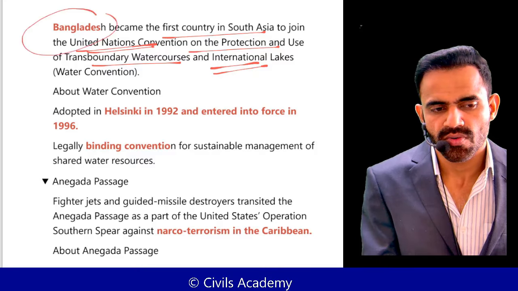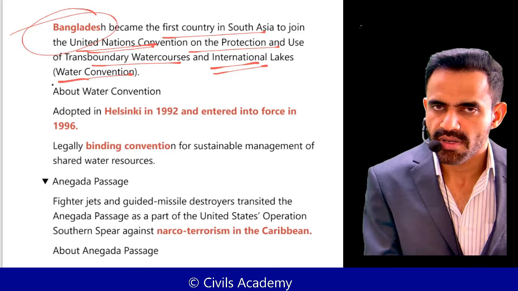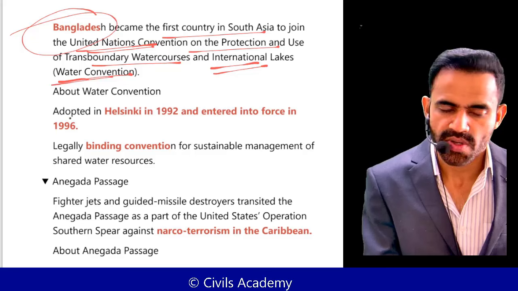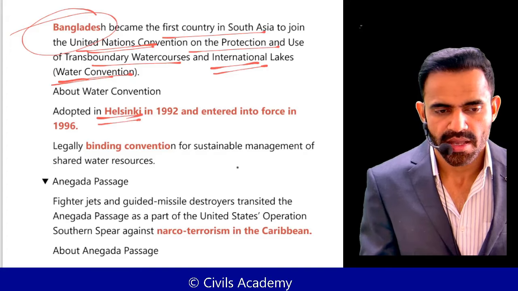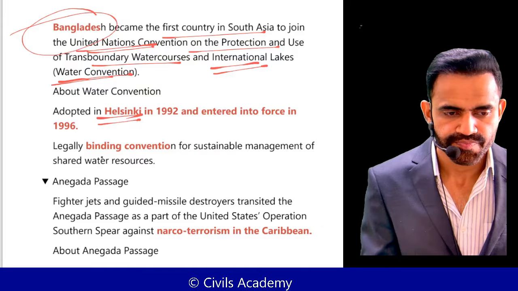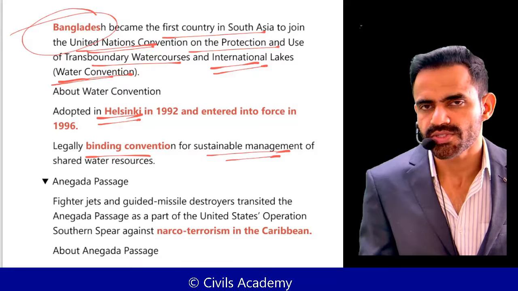So, the examiner can ask which country was the first one. The name of the convention is Water Convention, and Bangladesh is the first one in South Asia. It was adopted in Helsinki in 1992. It is a legally binding convention for the sustainable management of the water resources.